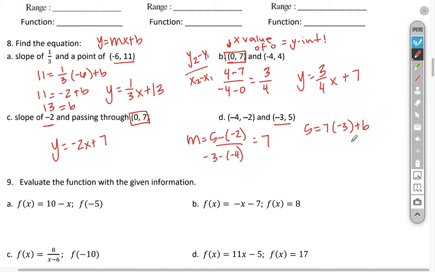Blue Day, third lunch, grab and go. Report to the cafeteria. Blue Day, third lunch, grab and go.